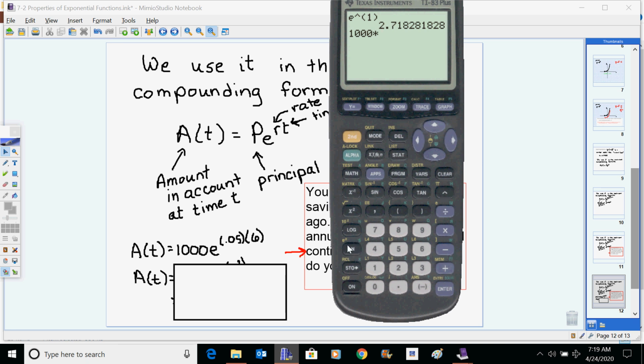ln stands for natural log, and we will talk about that when we get into our sections on logarithms. But at the second of the logarithm, you notice you have an e to the x button. And so we need to do second, and this will take e to a power, and that will be 0.05 times 6. Or if you wanted to multiply that ahead of time, you could do that and get your 0.3. That might be a little bit easier. And when we do that, you get $1,349.86.